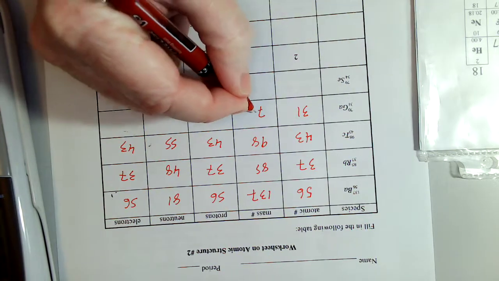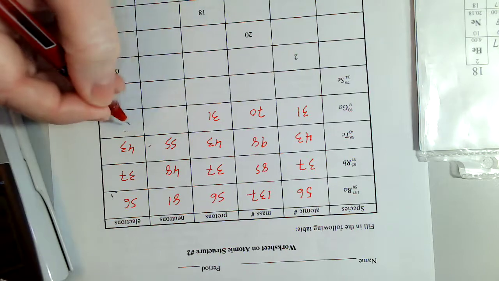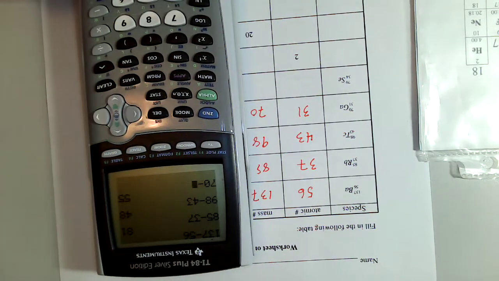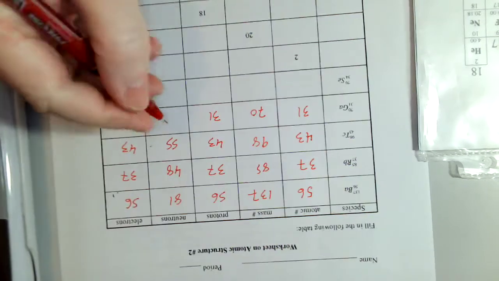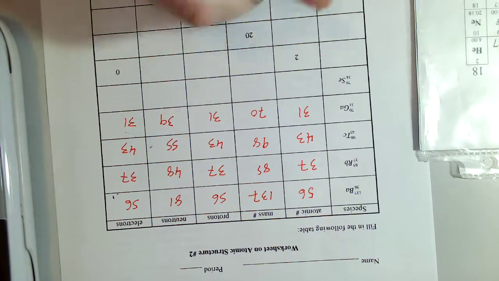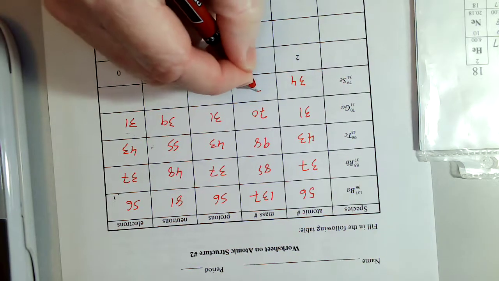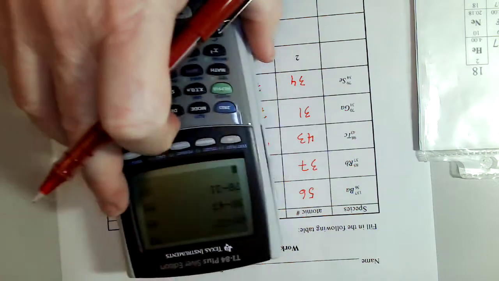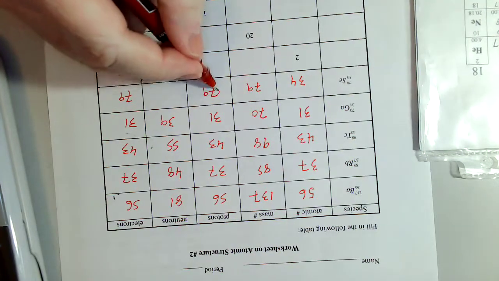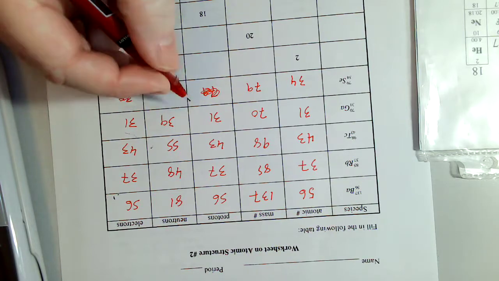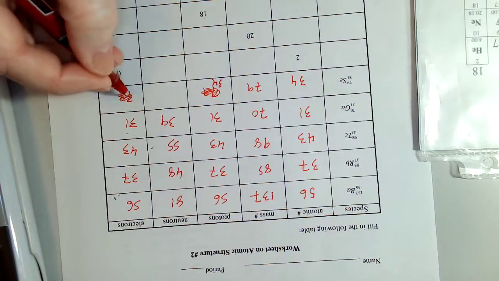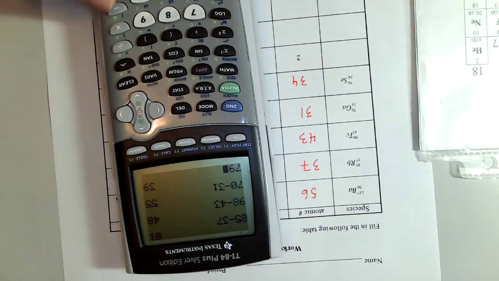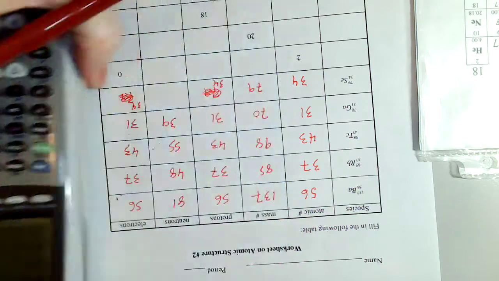31, 70, 31, 31. And that should be a 39, since 70 minus 31 is 39. Just double checking my arithmetic. Next, 34, 79, 79. I messed that up, I apologize. 34, 34, and then 79 minus 34 is 45.